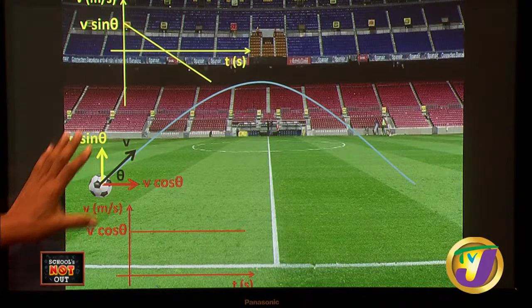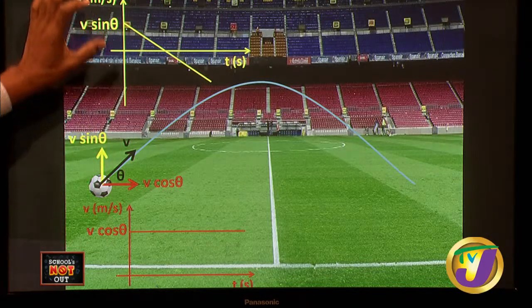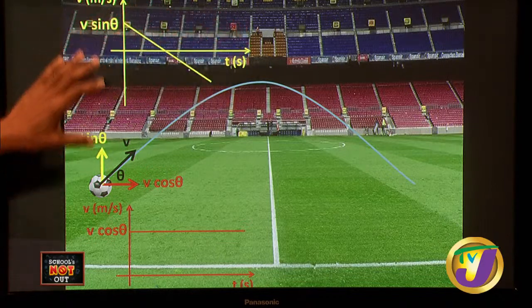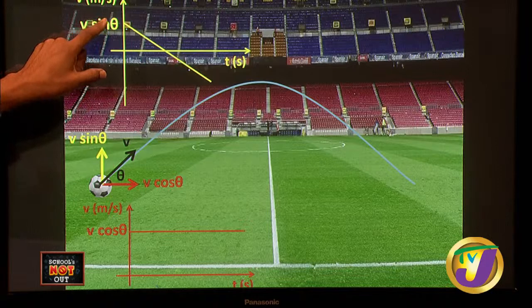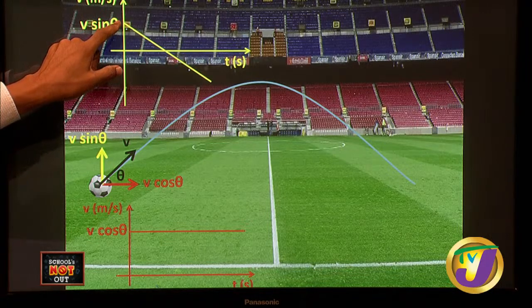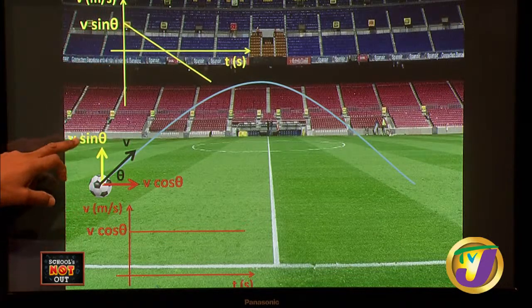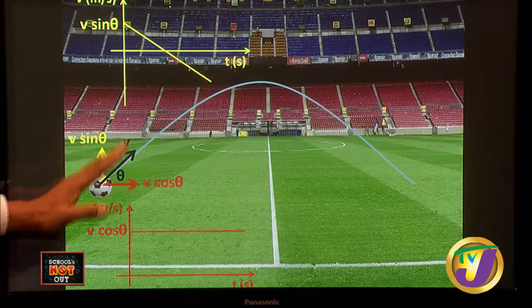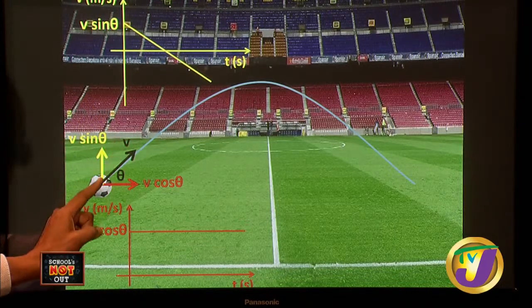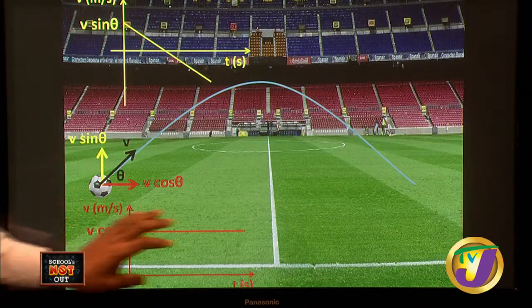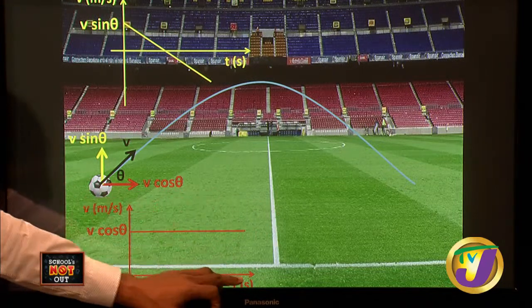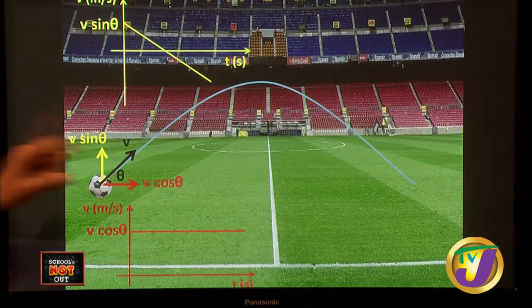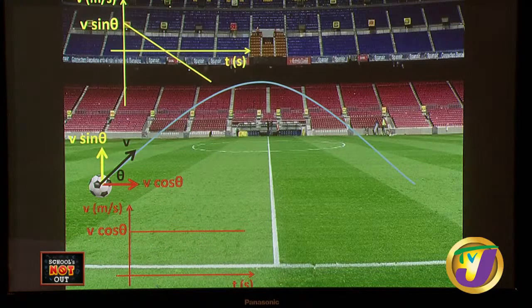So here we have our vertical component of the velocity represented by the velocity time graph. The magnitude of the velocity initially at time t equals 0 is v sin theta, which is the vertical component of the velocity. And here we have the horizontal component of the velocity represented on a velocity time graph. The magnitude would be the horizontal component of the velocity of the ball.